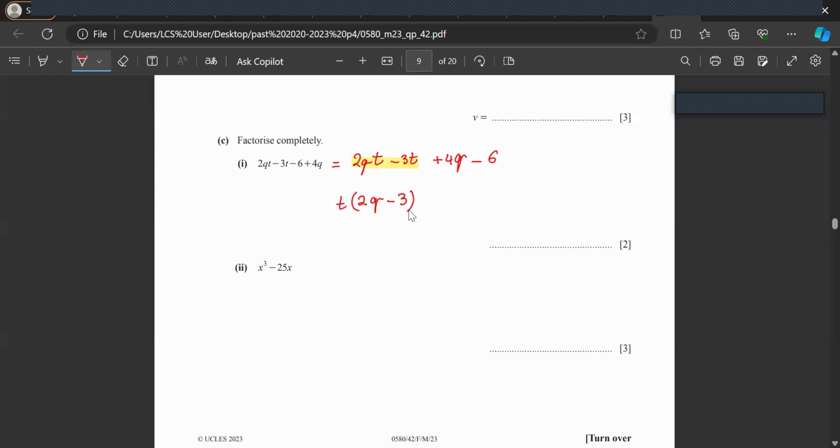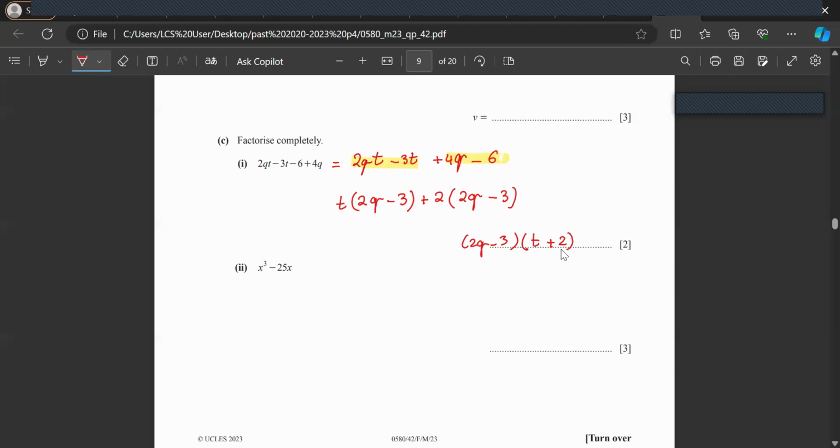Then from 4q minus 6, what would I take? From this part, I will take 2 common factor. So plus 2, open the bracket. What will still be here? 2q minus 3. Now, is there a repeated bracket? Yes, put it first here. Then put the other numbers which you took as common factor. Like this. You got it?